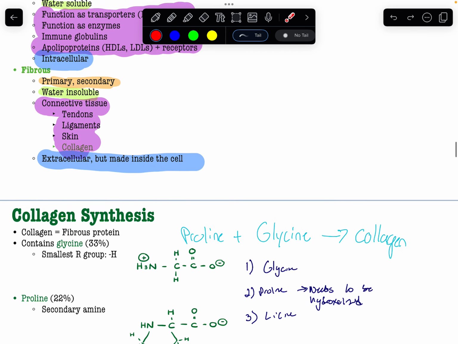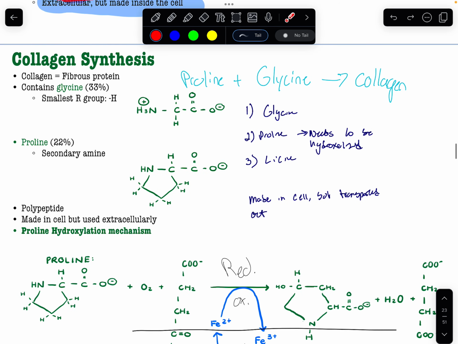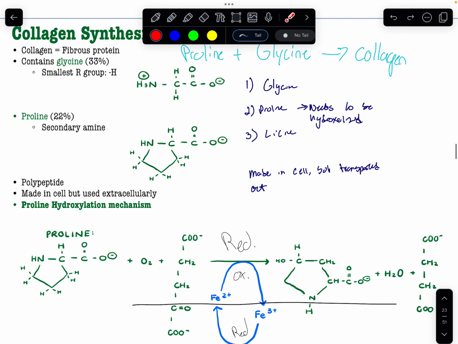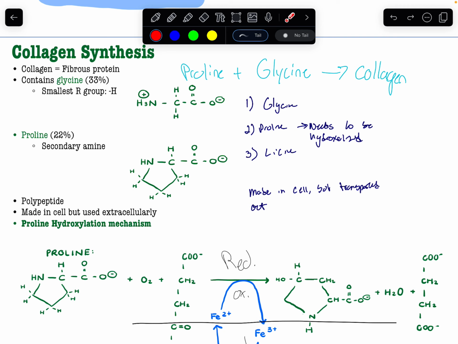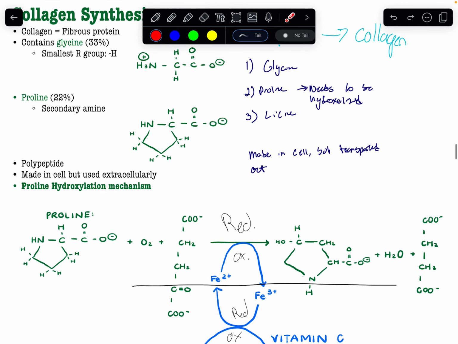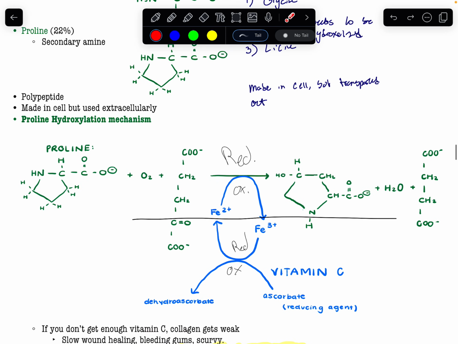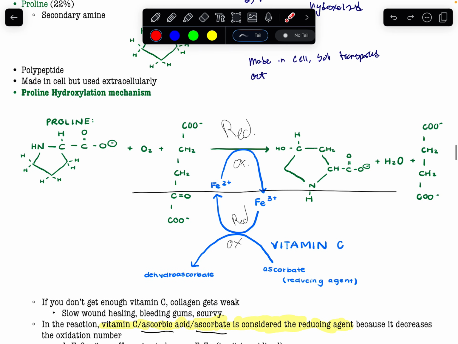But collagen right here is going to be our biggest component that we're going to talk about next in collagen synthesis. Collagen, again, as we just saw up here, is a fibrous protein. It's going to be a combination of both glycine and proline. Glycine, right out of the gate, is pretty much ready to bind with proline right off the bat to form collagen. However, proline needs to go through a series of reactions to be ready to bind with glycine. And so we're going to talk about the proline hydroxylation mechanism.